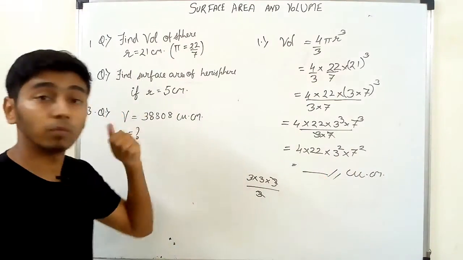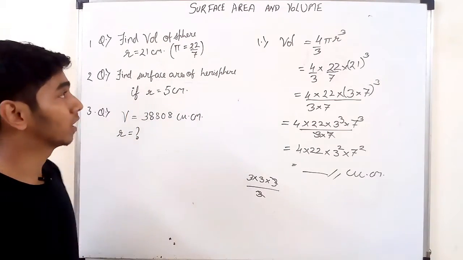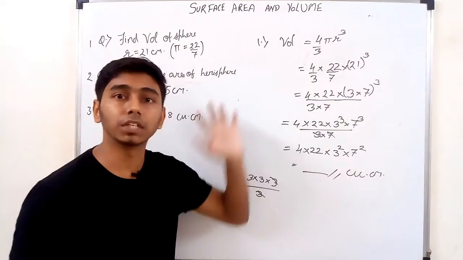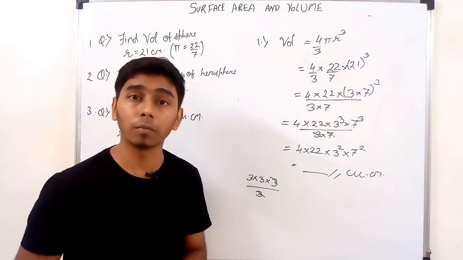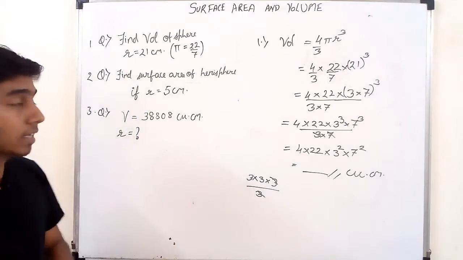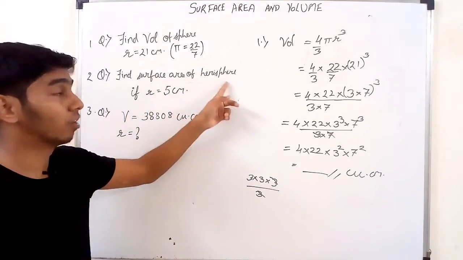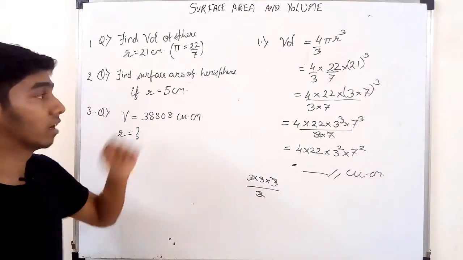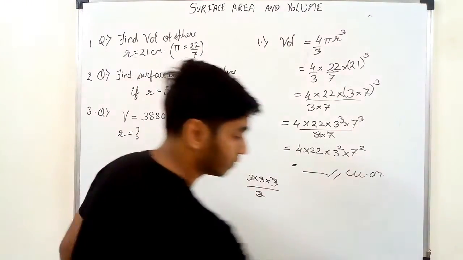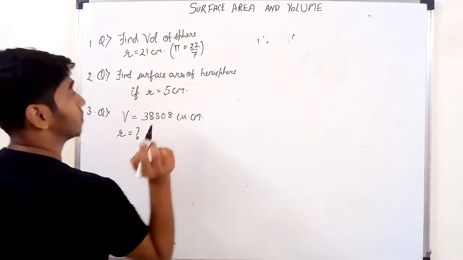So we'll see the next question. I hope it's quite easy, just formula substitution. If you are able to remember the formula, you will be able to solve the question also. Now let's see the next question, which says find the surface area of a hemisphere if r is 5.